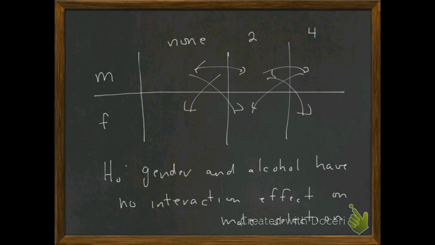Okay, so I'll let you get that written down. May have to pause here. And the alternative hypothesis, I'm going to cheat a little bit here, the power of the eraser, is that gender and alcohol have an interaction effect on mate selection. So that looks kind of goofy when you're looking at it not in video form, but you can back up and see the null and alternative hypothesis.